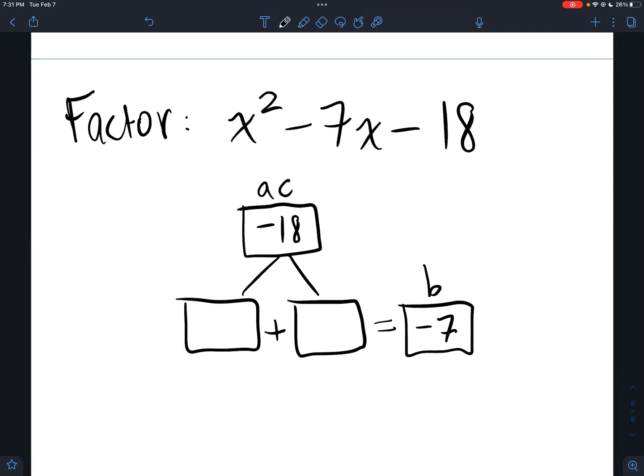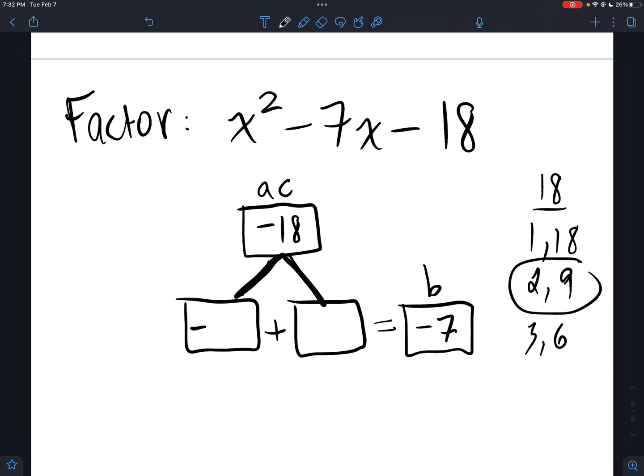AC is negative 18, this is negative 7. Okay, we have a negative involved. The only way to multiply to get a negative is if one of these was negative. Okay, and then 18, we've got 1 and 18, 2 and 9, and 3 and 6. So because there's a negative involved here, the question changes not from which add to 7, but which are 7 apart. And that would be this pair. So it's either 2 and 9 or 9 and then 2. And I like the big number being negative because we have to end up negative. So I want to do negative 9 and 2.